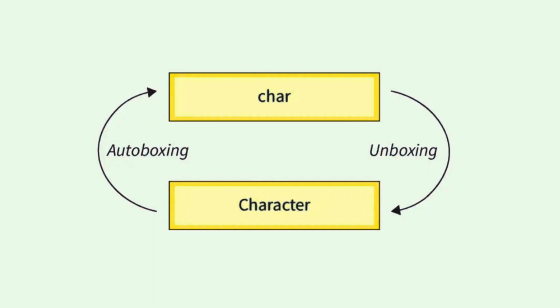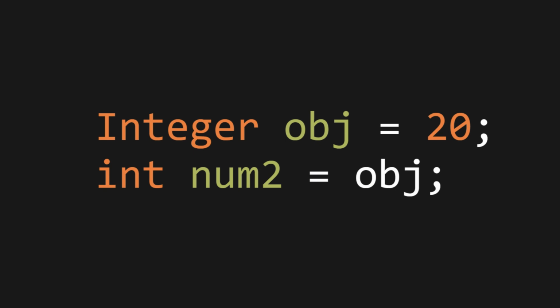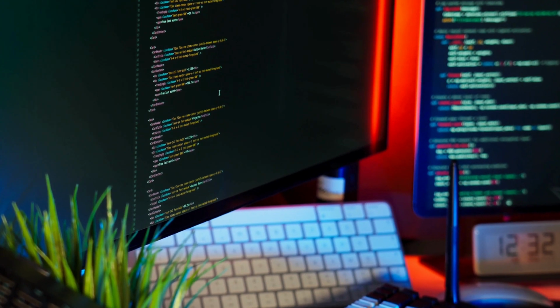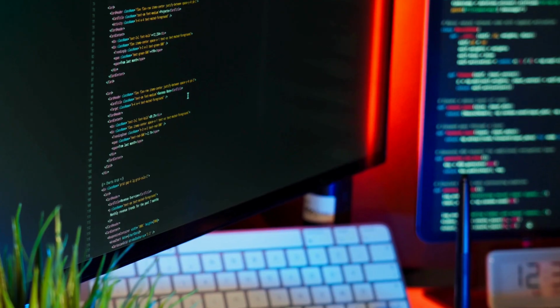And the opposite of autoboxing is unboxing. Integer obj = 20, int num2 = obj. This is unboxing. So let's write an example. Let's say we want to take input as integer and store it in a wrapper class.